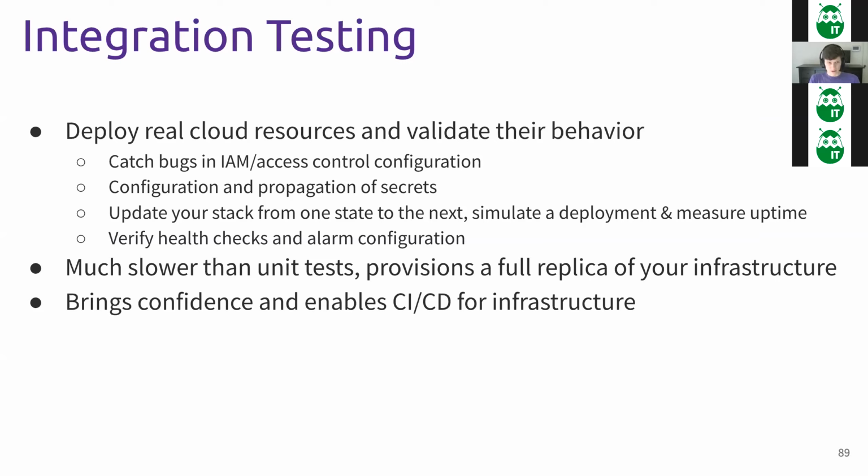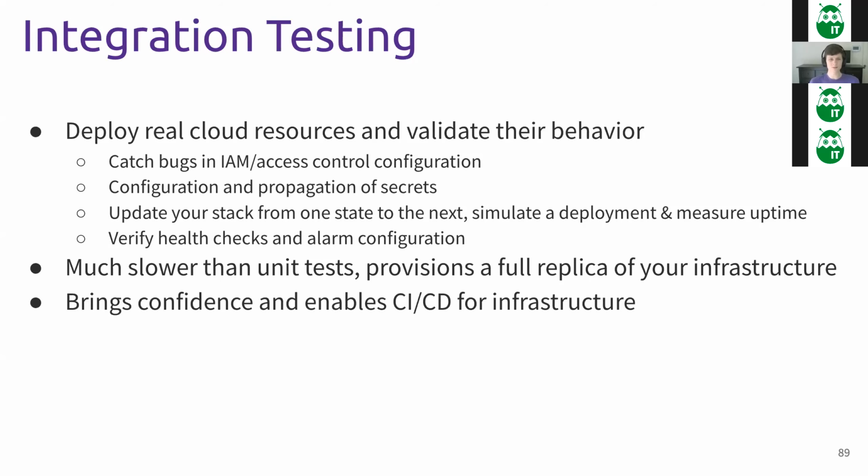But this deploys real cloud resources and validates their behavior. So this can catch bugs in things like IAM and access control, making sure that your requests can flow end to end through the system, making sure that Lambda has the ability to pick up that file out of S3, make sure that propagation of secrets happens as you would expect.